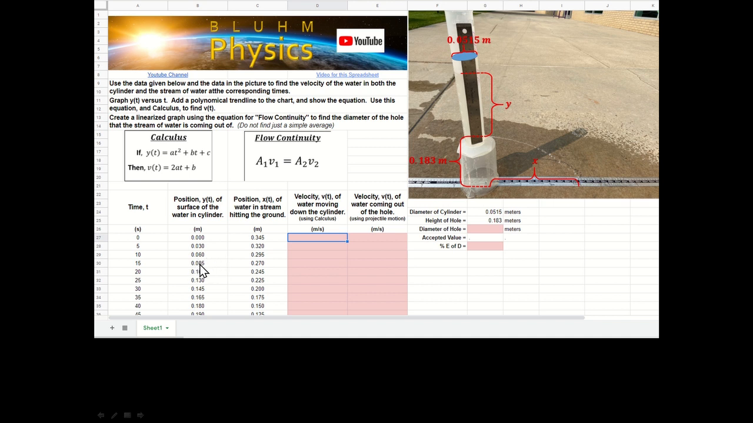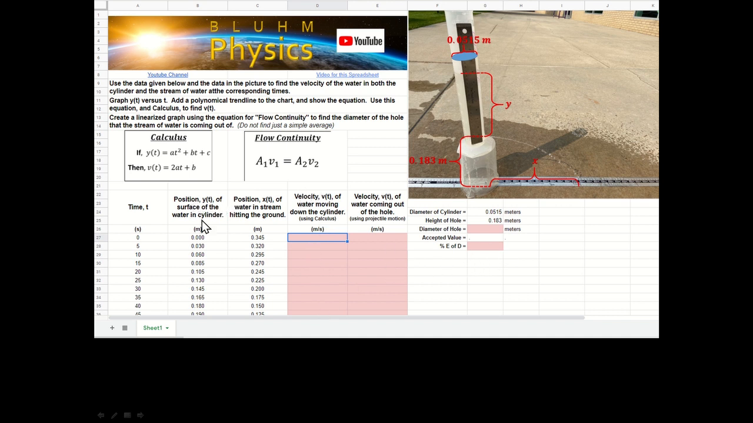At 15 seconds, it was down at 8.5 centimeters. Okay, so this is just where the water is coming down here. And then I see the stream shooting out here and hitting my meter stick here. So at time 0, that stream of water shot all the way out to 34.5 centimeters. At 5 seconds, it was shooting at 32 centimeters or 0.32 meters, but the velocity of this water was constantly changing.